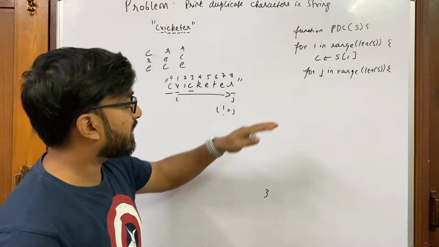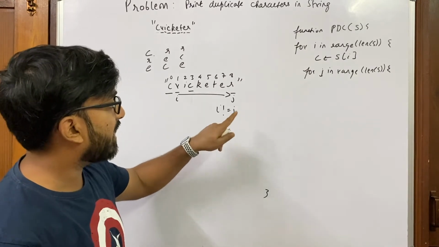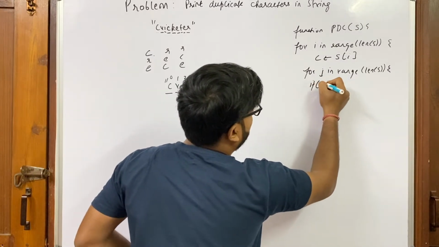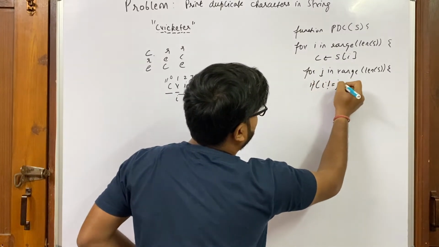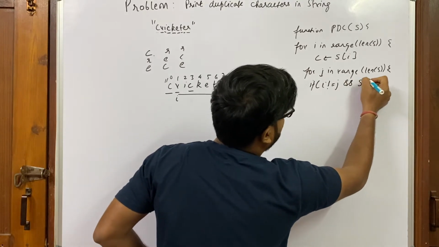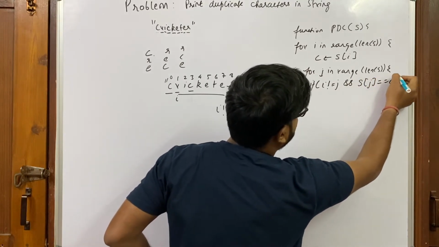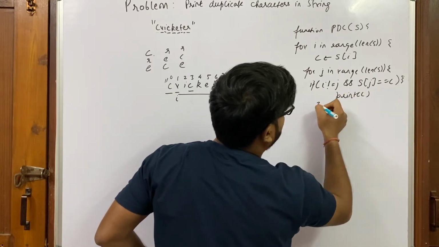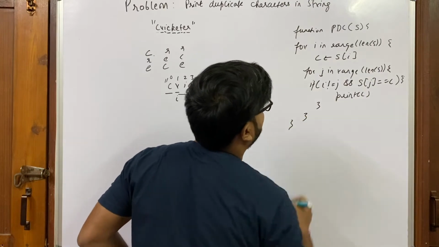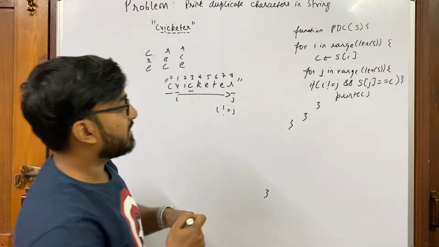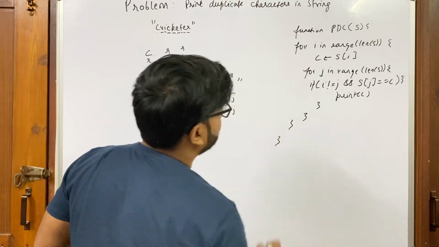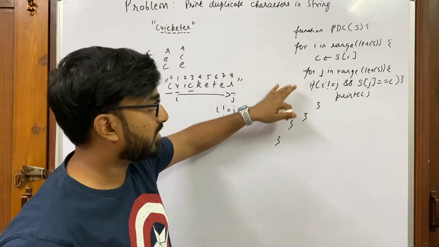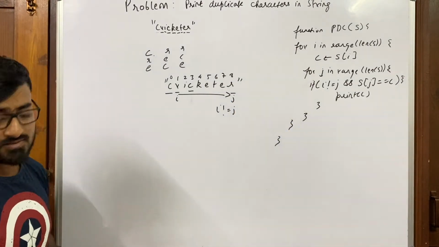So how do I check for a duplicate character? i is not equal to j and the jth character is equal to the ith character. So if i is not equal to j, and S of j is equal to this character c, I print c. That's the if condition, the inner for loop and the outer for loop, and this function ends here. So this is going to print all the duplicate characters in this string S. Let's try to run this.